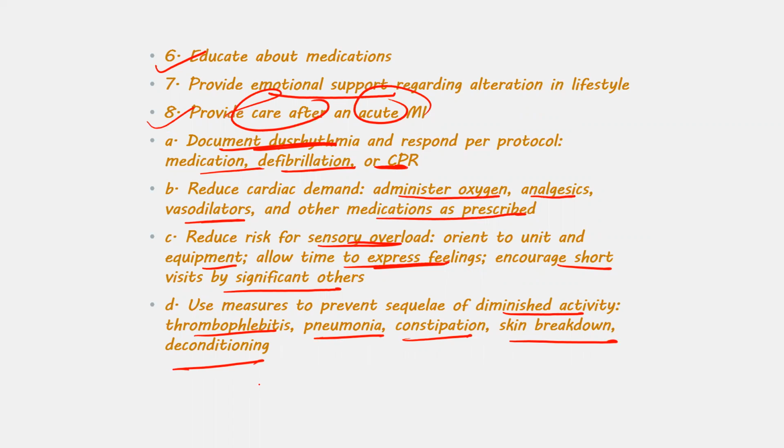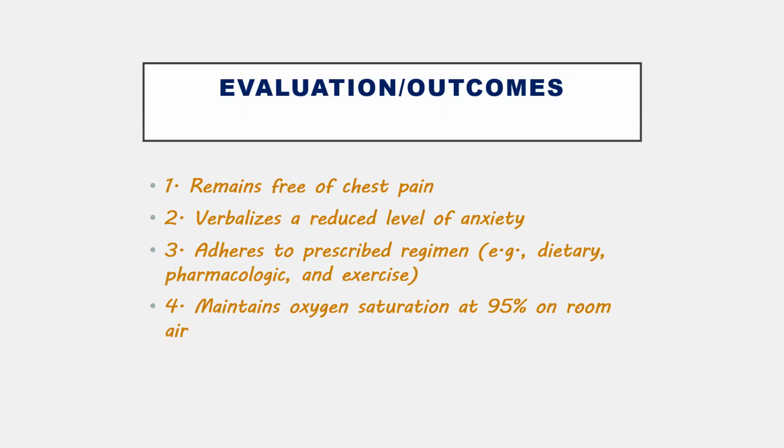So we have to prevent the complications that can occur due to diminished activity, as the patient will have on the bed rest. So skin damage, thrombophlebitis, pneumonia, constipation, all these things can occur. So we have to always take care of all these things. In evaluation, we have to make sure that patient remains free of chest pain, verbalizes reduced anxiety, adheres to prescribed regimen, that is dietary, pharmacological, and exercise, and maintains oxygen saturation at 95% on room air. So this we expect at the end.